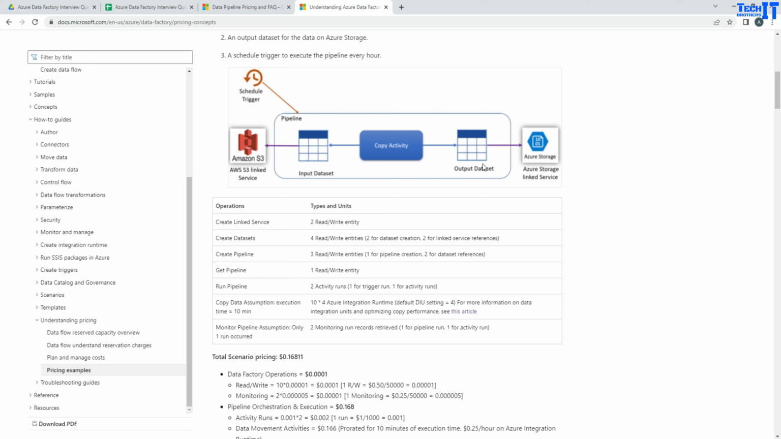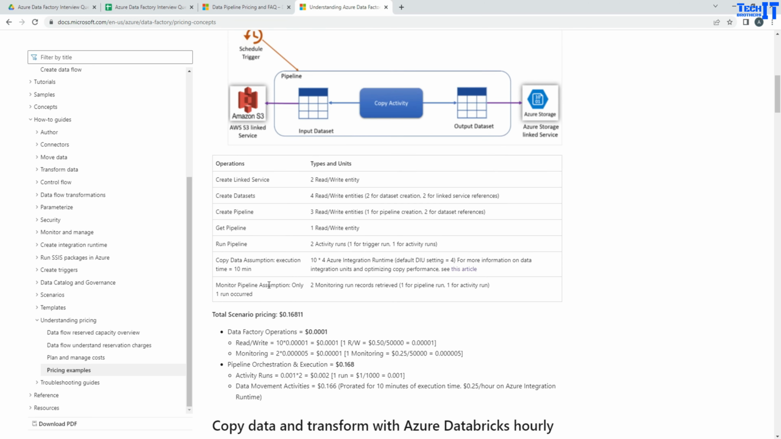Now you have seen my videos on how to use copy activity in Azure Data Factory. Not a big deal. Same thing: creating two linked services, two data sets, and then using the copy activity to perform the copy operation. Now the price is given here.